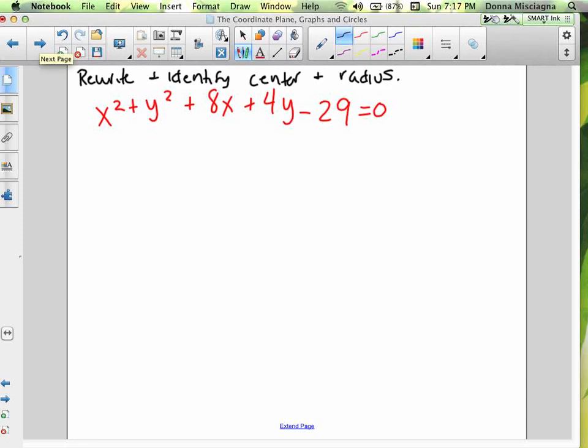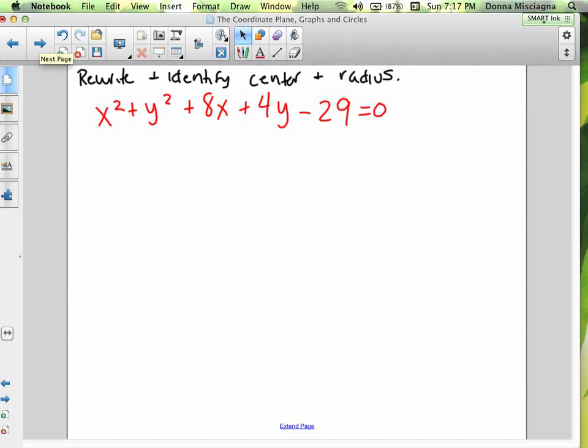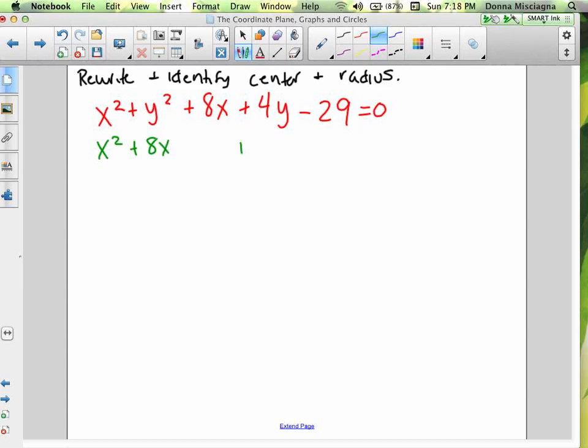All right, so first thing we're going to do is rewrite this so that the x's are together, the y's are together, and the constant's on the other side. Same as we did before. So this will be x squared plus 8x. I'm going to leave a space. Plus y squared plus 4y, and we're going to add 29 to both sides, because 29 needs to go to the other side. All right, so that's step 1.